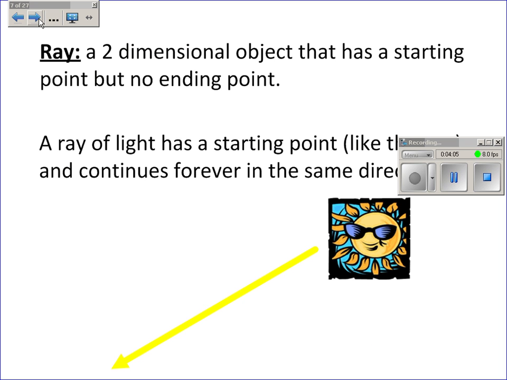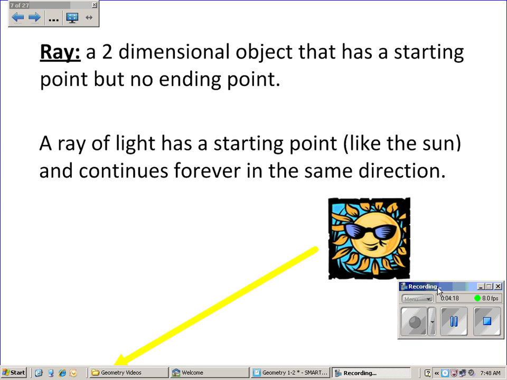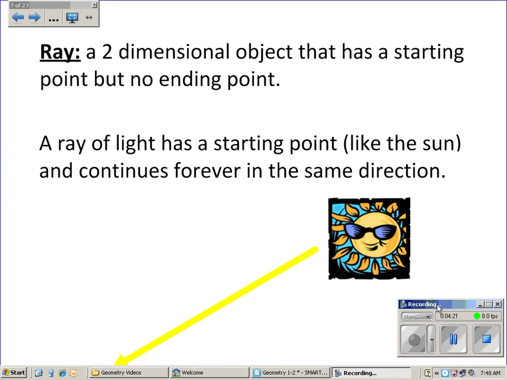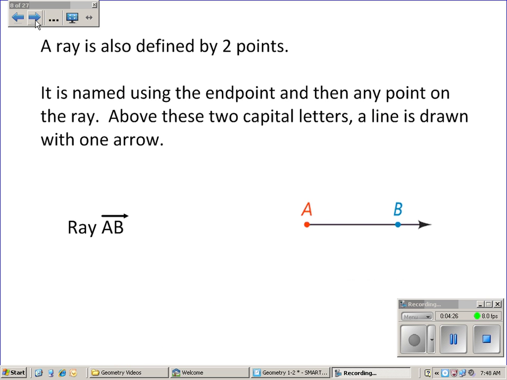Okay, a ray is part of a line. It's a one-directional object that has a starting point but no ending point, so it goes on forever in one direction. Kind of like a ray of sun starts at the sun and then goes on forever in the same direction. A ray is also defined by 2 points, and it's named using the endpoint and then any point that's on the ray. So this ray will start at A and then go in the direction of B forever.